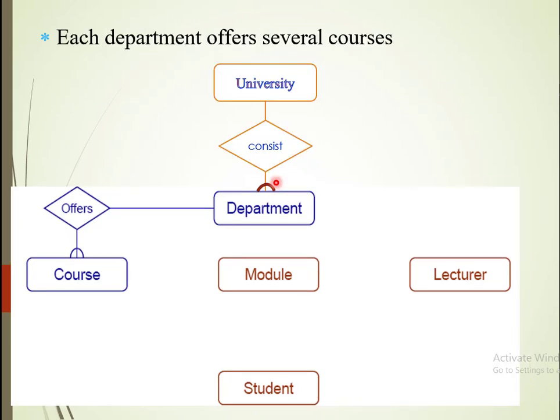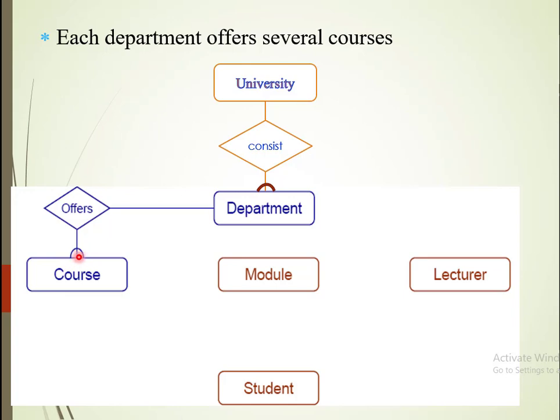The next statement that we are told from our case scenario is that each department offers several courses. So that means that we now need to link department to courses. And how do we do that? Is department offers. So offers is our relationship, and then we are going to have the branching here to denote that the department may house or may offer maybe no course or one course or many courses. So that's why we are having this branching at that given point.